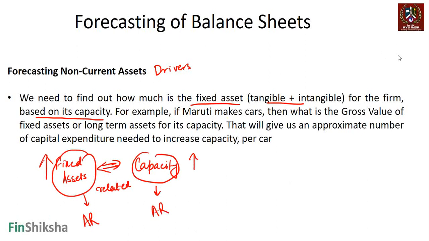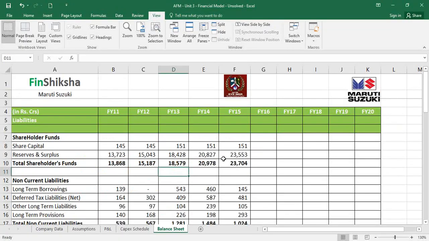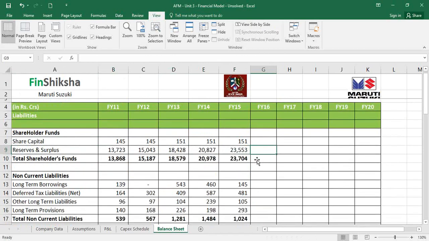So this will give us an approximate number of capital expenditure needed to increase capacity on a per car basis. That's what we are worried about. So let's look at this data for our example company, which is Maruti. That's the balance sheet we are looking at, and we are looking at a few data items in terms of the shareholder funds. Remember, for reserves and surplus, we just add the profits of that year.